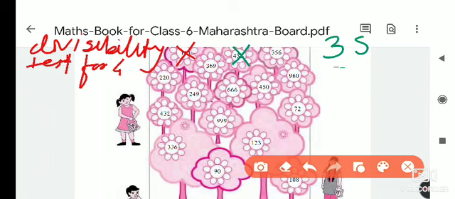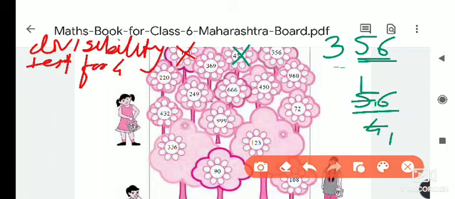Which is the next number? 356. Now check these two numbers, the unit and tens place number. Divide it with the 4. So 4 ones are 4, 1 is remainder, and 4 4s are 16. So this remainder is not there. So this number, that is 356, is divisible by 4.